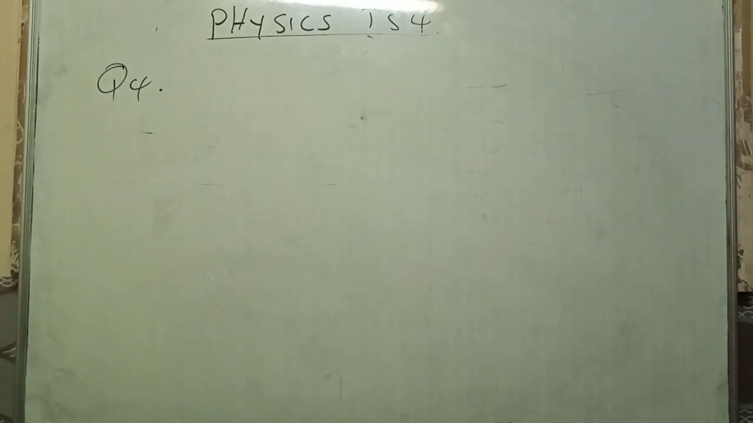Question 4. Question 4 is saying a tuning fork vibrating at 512 Hz falls from rest and accelerates at 9.8 meters per second squared. How far below the point of release is the tuning fork when the wave of frequency 485 Hz reaches the release point?